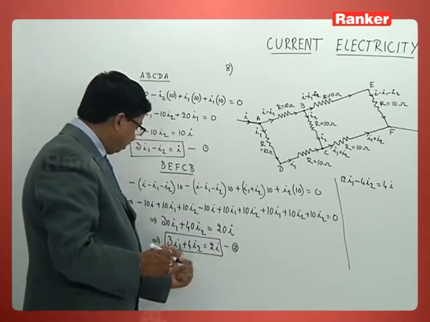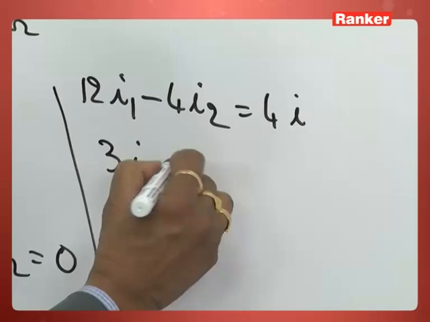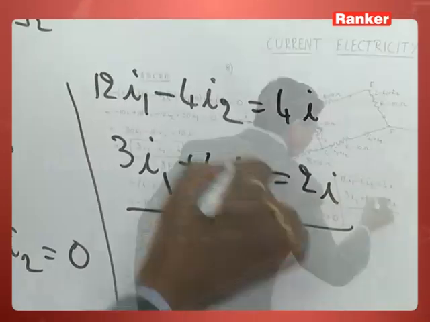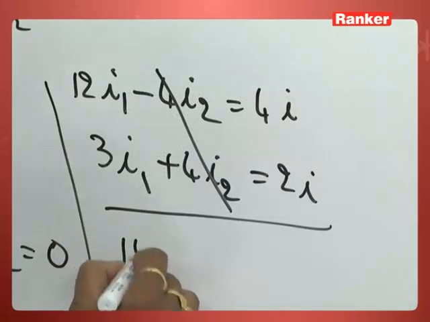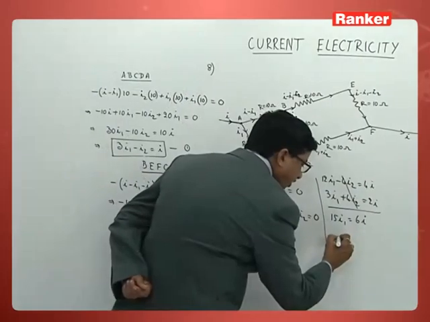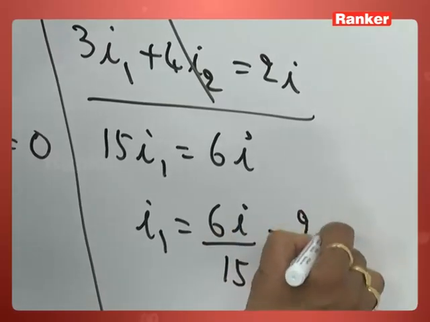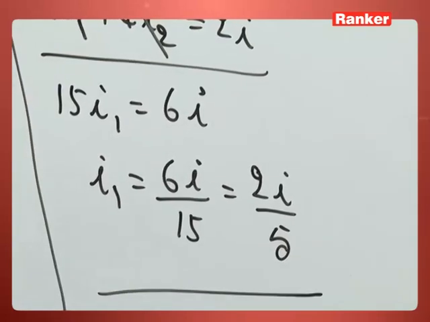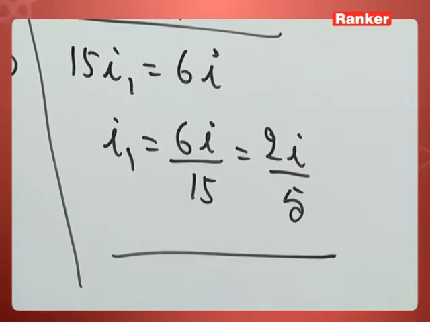And second one you see, direct you take this equation. 3I1 plus 4I2 is equal to 2I. Now adding, I2 gets cancelled. Then what is left over? 15I1 is equal to 6I. Then I1 is equal to 6I by 15, which is 2I by 5. If you just look at carefully, 2I by 5 is current across AD.